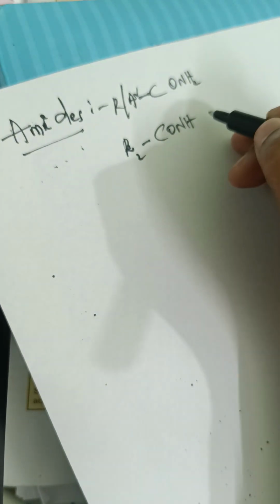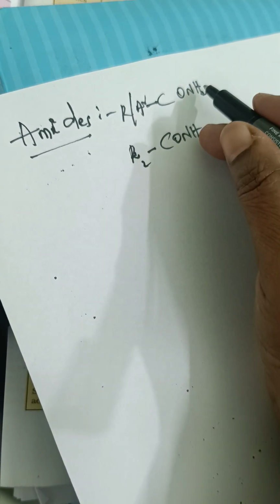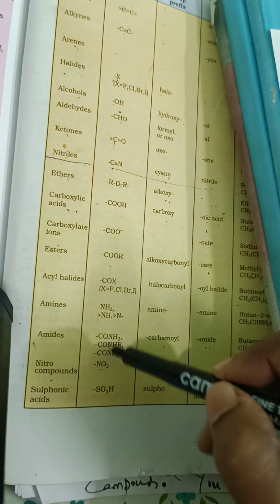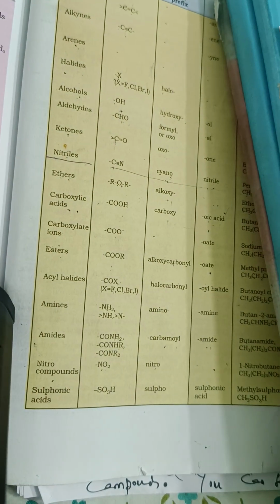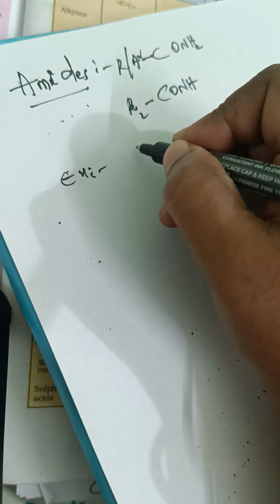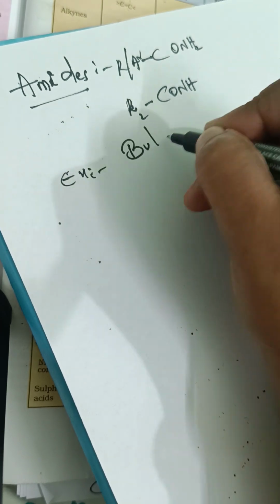So in this manner you can replace the number of hydrogens with alkyl groups. You will be getting these three different types of structures. And then butanamide, we will discuss the example under this class of compound. They have given the IUPAC name butanamide.